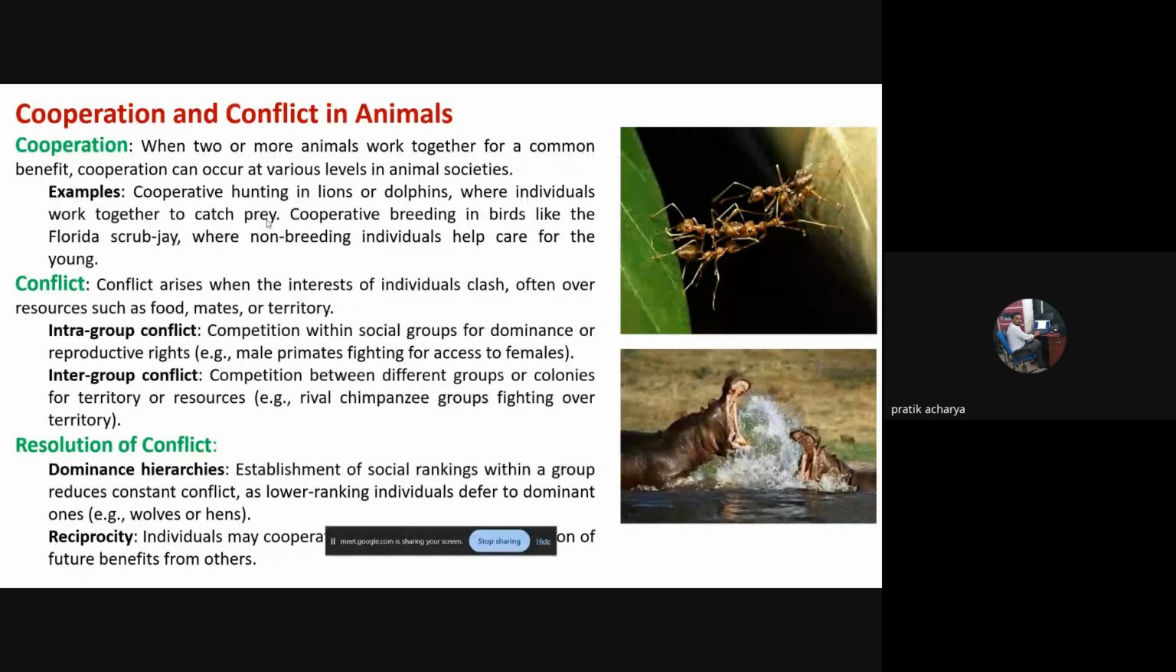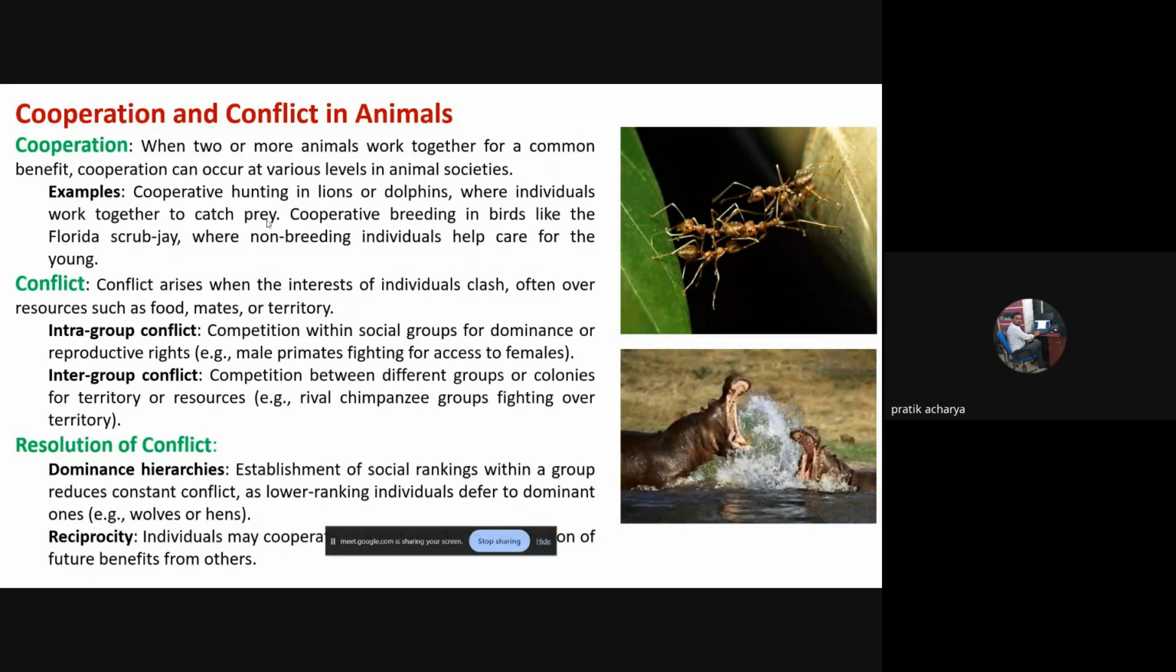When we are talking about intraspecific and interspecific, if conflict is within the species, that is intraspecific conflict. If conflict is between different species, for example a conflict between lion and tiger, that conflict is known as interspecific conflict. Okay. So what is the resolution of this conflict? Dominance hierarchies, establishment of social ranking, establishment of hierarchical position. Who is dominant? That is very important. So these are essential factors regarding cooperation and conflicts in animals.